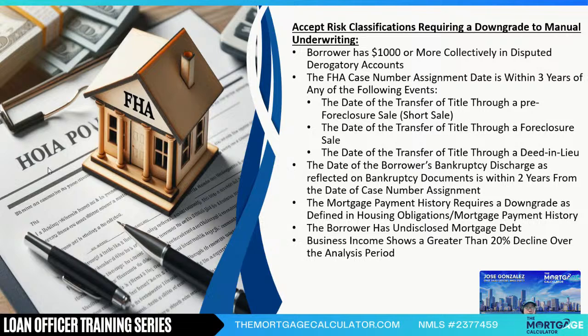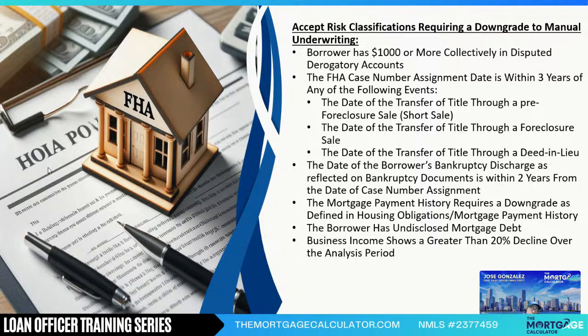Second bullet point has to do with credit events, right? So, if the FHA case number assignment date is within 3 years of any of the following, then it would have to be downgraded to a manual underwrite. The first one is the date of the transfer of title through a pre-foreclosure sale, such as a short sale. So remember, FHA case number assignment date within 3 years of the following. So short sale, the first one. Second one, the date of the transfer of title through a foreclosure sale is within 3 years, or the date of the transfer of title through a deed in lieu is within 3 years. So these are all events that will trigger having to downgrade the approval to a manual underwrite.